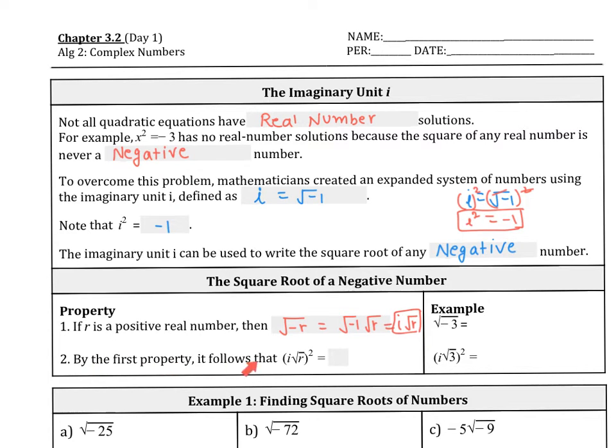By the first property, it follows that (i square root r) squared is going to be i squared times (square root r) squared. Now we know that i squared is going to be -1, and the square of the square root of r is just r, so it's going to be -r. So for example, square root of -3 is going to be i square root 3. The next is (i square root 3) squared. i squared is negative 1 and the square of square root 3 is 3, so -3 is going to be your answer.